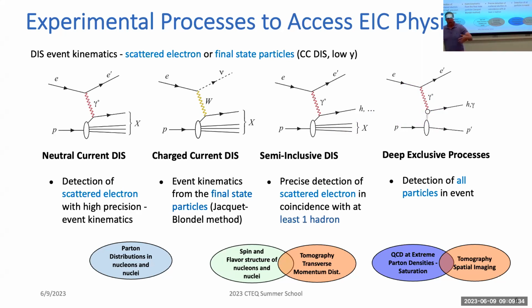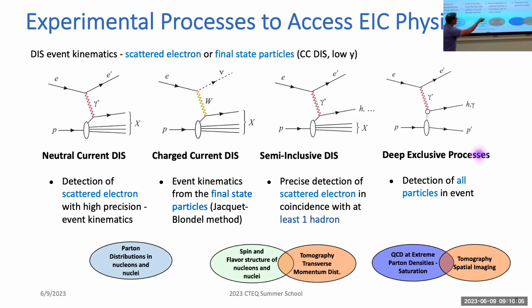A pomeron is just a colorless QCD object, right? The easiest way to think about it is a two-gluon exchange where the color cancels out, okay? Because of that, the proton doesn't change its identity, but it's scattered at some small angle. And the photon interacts with that pomeron and produces hadrons or photons in the final state, right? So this is, for example, the beginnings of things like deeply virtual Compton scattering.